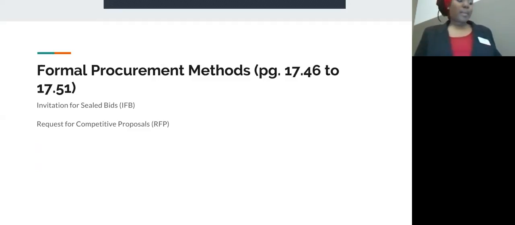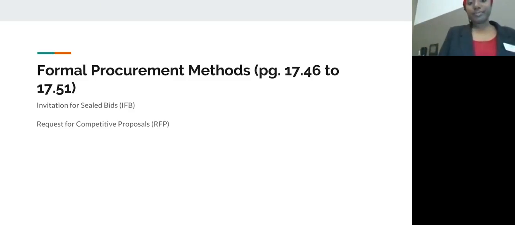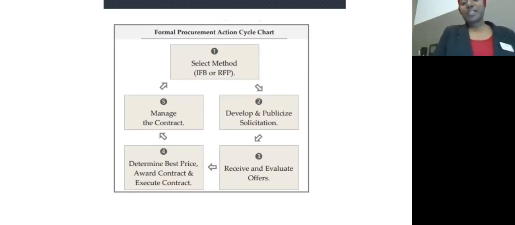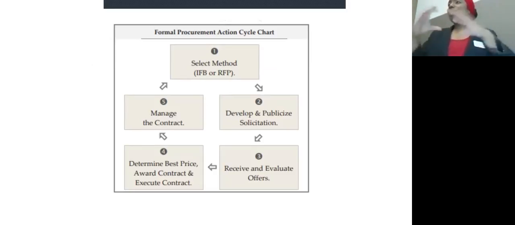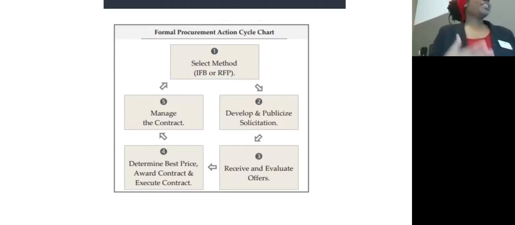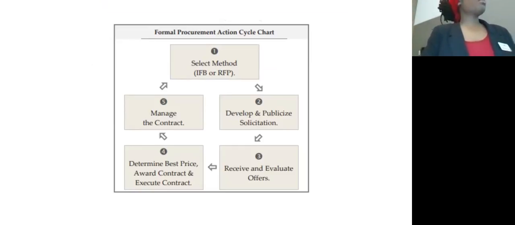Formal procurement methods, primarily your invitation for sealed bids, as well as your request for proposals. All right, so very similar. If you find that your threshold is above that RFP, above your 50 grand or whatever your threshold is, then at that point you would want to go with a formal method.